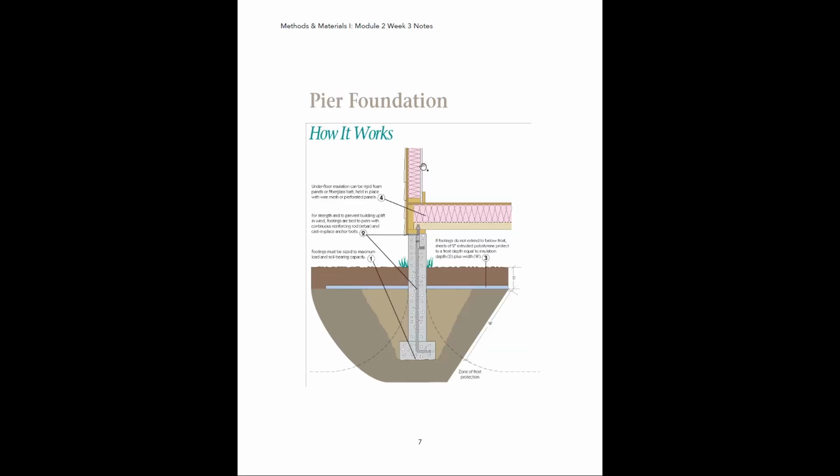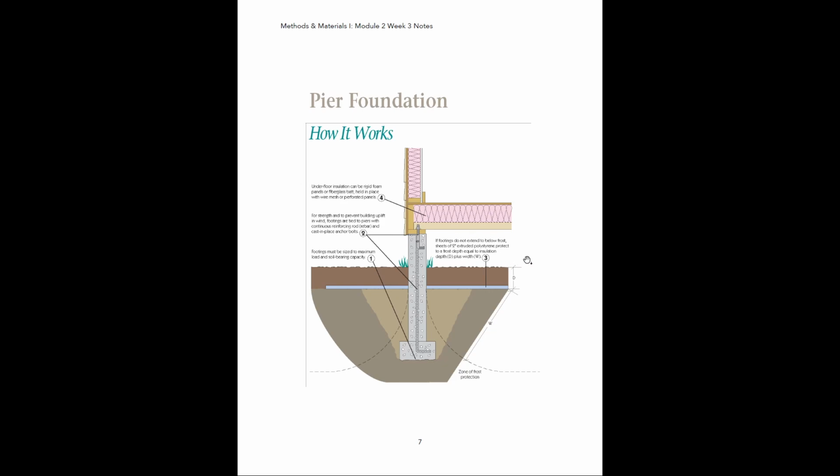All right, so then the last main one that we're going to be talking about is a pier foundation. These are common in areas where there's a lot of moisture or risk of flooding. So maybe down south, in Louisiana, places where they get hurricanes and stuff like that, they will have pier foundations. So basically you can think of this as stilts for the house.